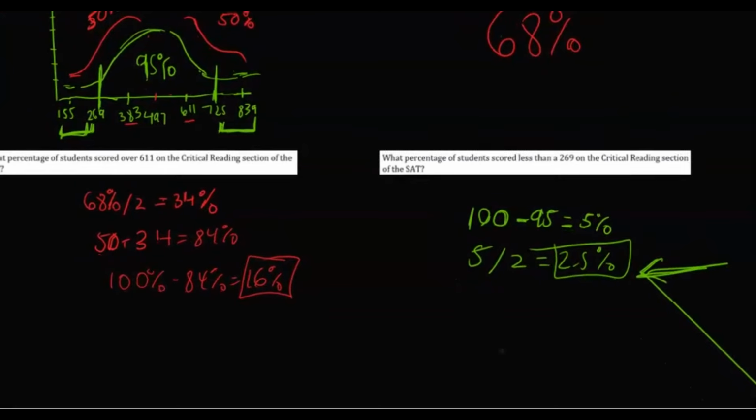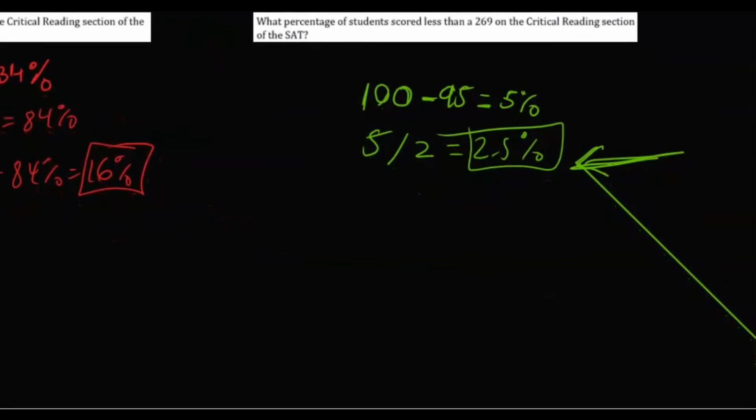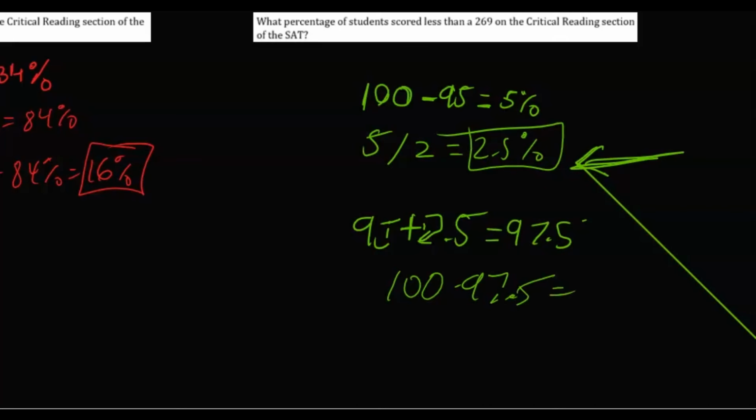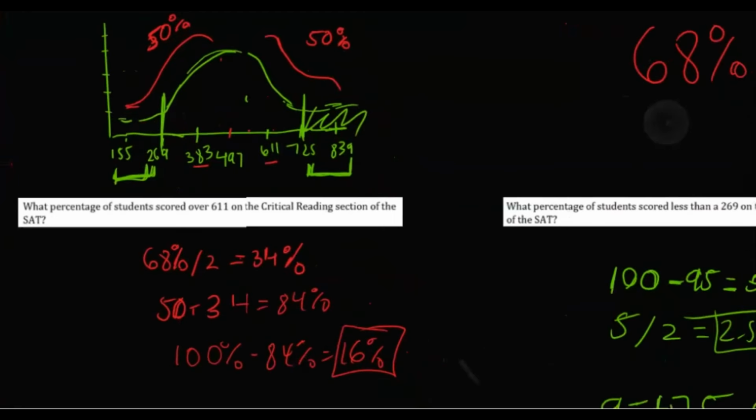Another way you could have thought about this is that since this is 95, and this was 2.5, 95 plus 2.5 is 97.5. And so 100 minus 97.5 is 2.5%. Man, I absolutely love the OneNote screen.